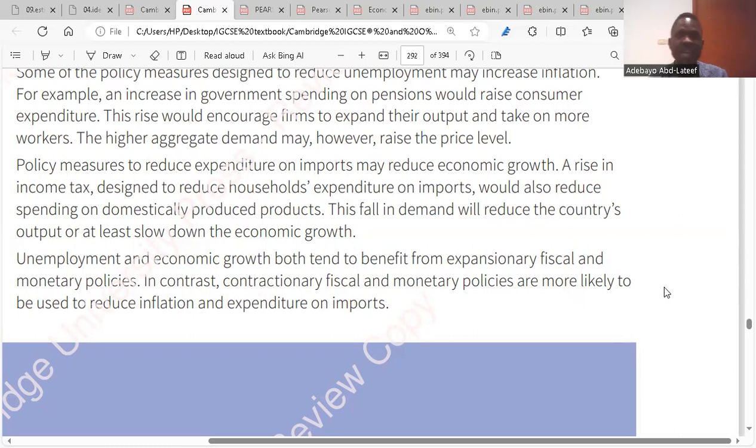Government increasing income tax is like tariffs. Yes, tariffs. So the government increases income tax to discourage people from importing products. It will affect both importation and domestically produced products. The income tax has increased, so disposable income will fall. It will not only affect importation, it will affect domestically produced goods too.